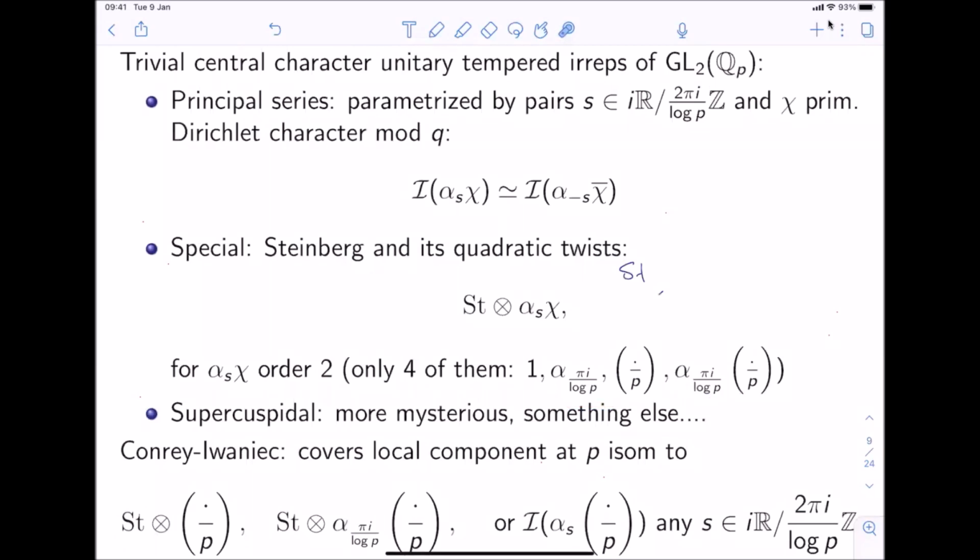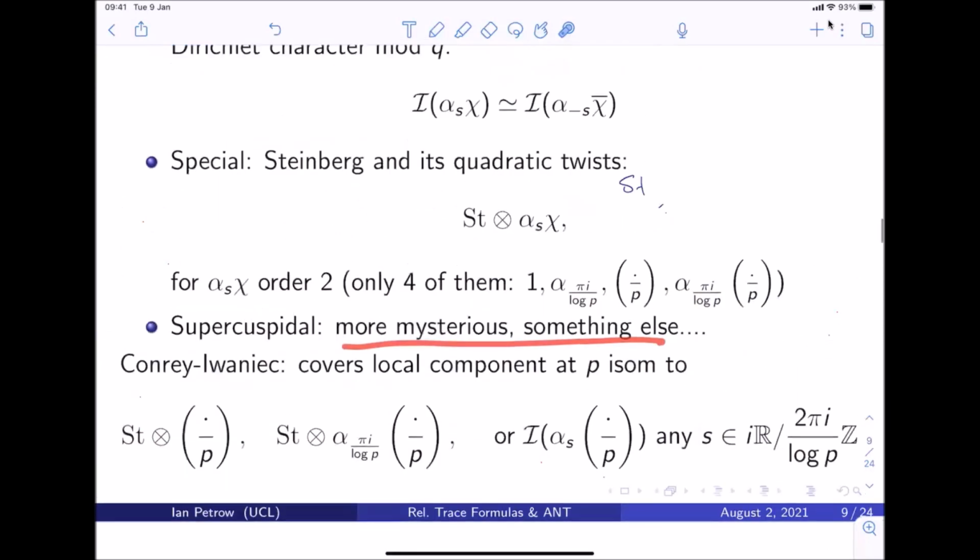So the point here of this pi i over log p is that's exactly halfway around this circle here. So the point is that this is order 2. If I square that, then I get trivial back. And then this is going to be the Legendre symbol. And then I won't even tell you anything about supercuspidal representations right now.